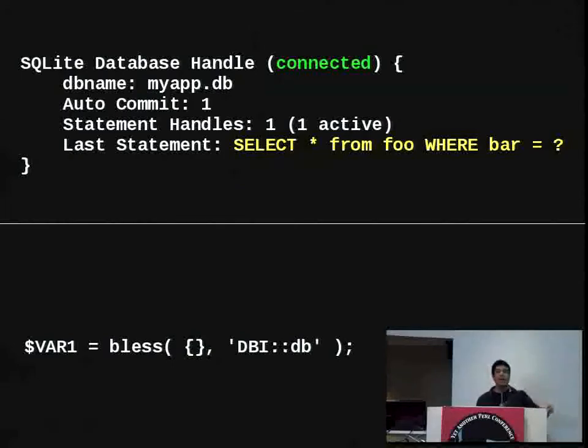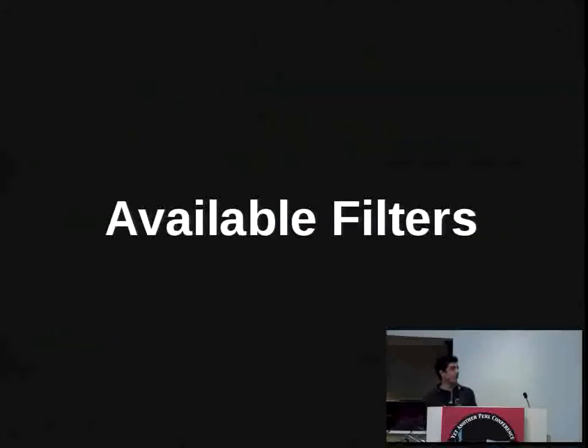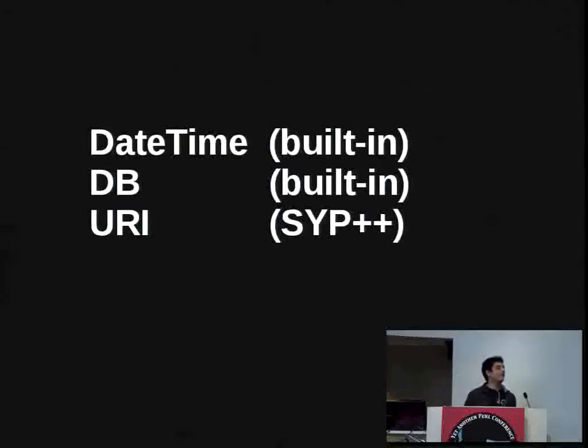Whereas if you have the DB plugin, the DB filter for Data::Printer, instead you get, this is an SQLite database handle. It is currently connected, or it's disconnected. The DB name is this one. In case of SQLite, of course, it's a file. AutoCommit is set to 1. There's one statement handle open, and it's active. And the last statement that this handle did was that one. How's that for a change? How's that for actually debugging your things?